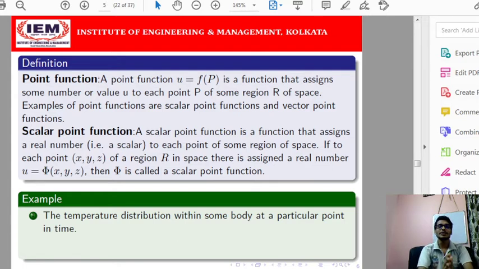What are examples of a scalar point function? Say we consider the temperature distribution within some body at a particular point in time. We know that temperature is a scalar value. We define a function which identifies the temperature at a particular point at a specific time, so we can relate the temperature of that body at any point in that domain by some values.